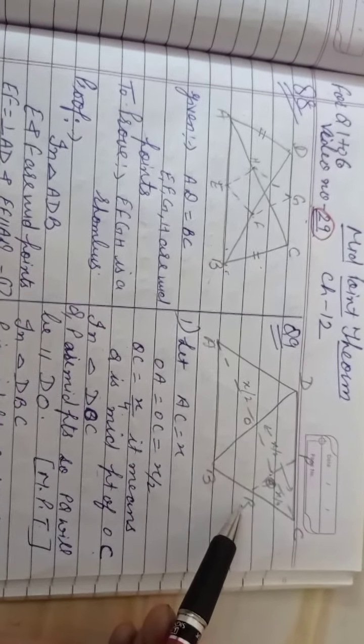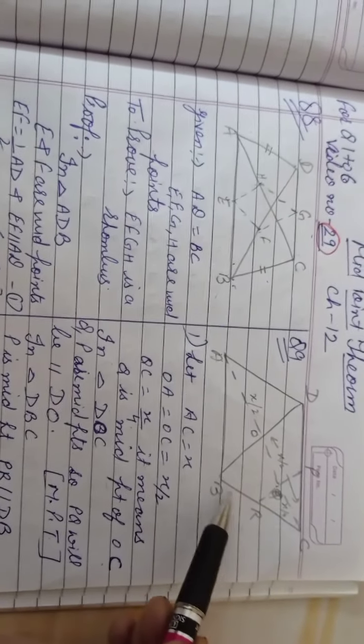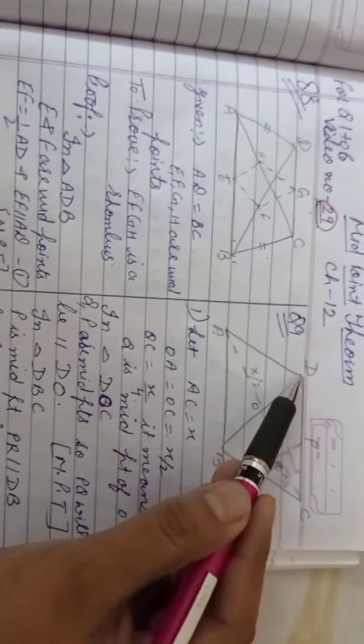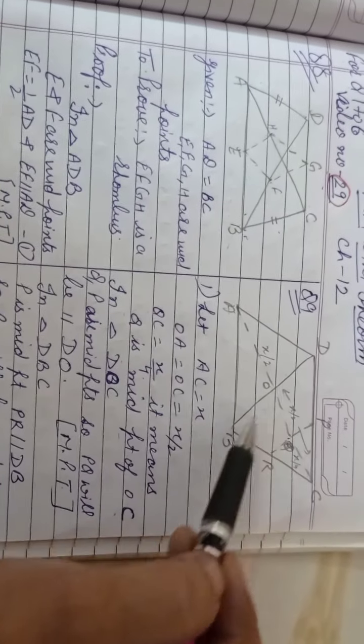Now children, we have proved this side is parallel to this side. But our motive is to prove R is midpoint of BC. So for this, I am going to take the triangle DBC. See, I have taken the triangle DBC.